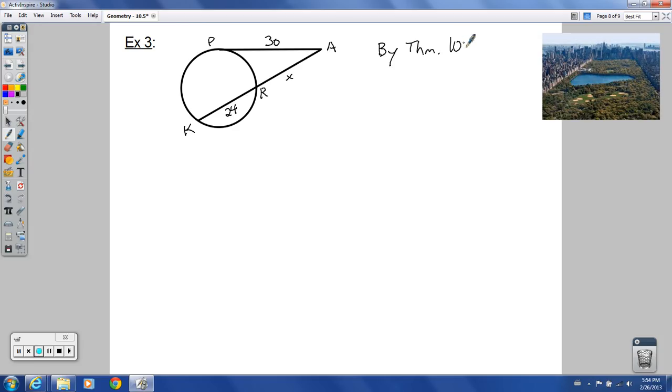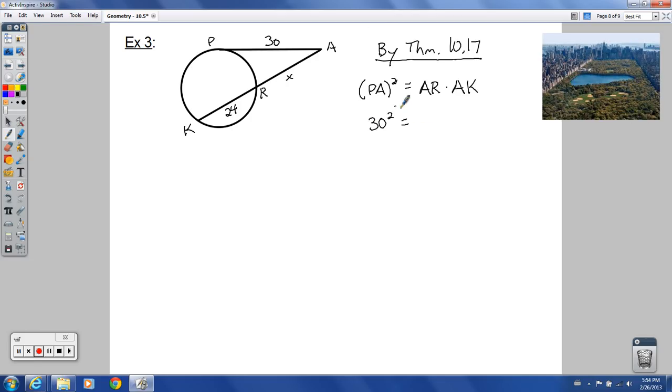And so by Theorem 10.17, we can use this idea. We can square this part, and it would equal the outside, the external segment part, times the whole part, the secant segment part. So let's set that equation up. It would be PA squared equals AR times AK. Plugging in the values, a lot of you could do that right away, I would imagine, but put this in the notes for now. You can skip that first step later on.